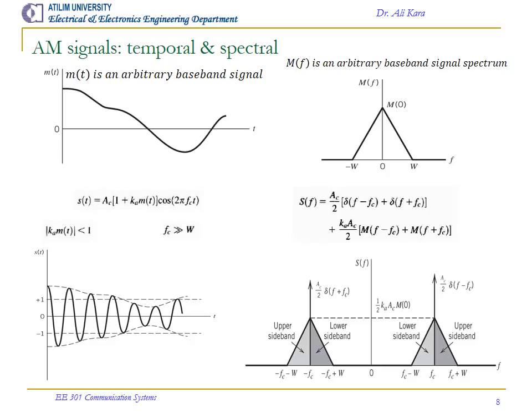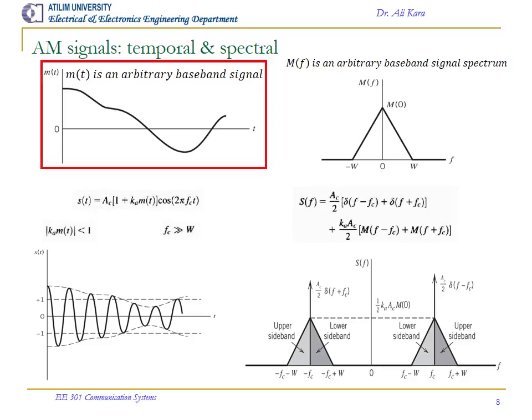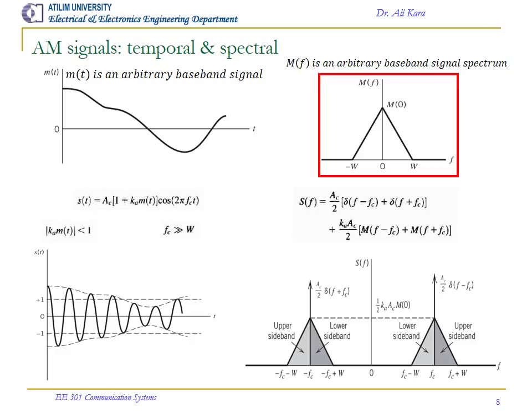AM signals, temporal and spectral. An arbitrary signal, m of t, is drawn here. Note that it is a randomly drawn message signal and does not necessarily have an explicit form. In frequency domain, a representative signal spectrum is given as M of f. Note that it is drawn representatively, and does not necessarily comply with any explicit mathematical form.